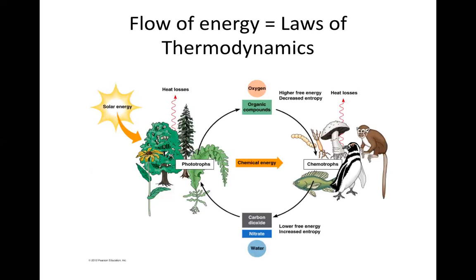The flow of energy in living organisms is subject to these laws of thermodynamics. For this reason, an ecosystem must constantly have an input of energy. Energy enters an ecosystem, for the most part, through solar energy, the energy from the sun, and leaves the ecosystem as heat loss. One form of energy is transformed into another. The electromagnetic energy from the sun is transformed into chemical energy and lost as heat.